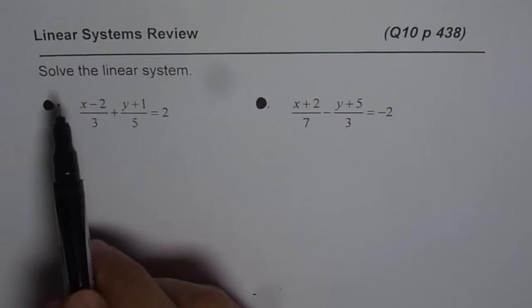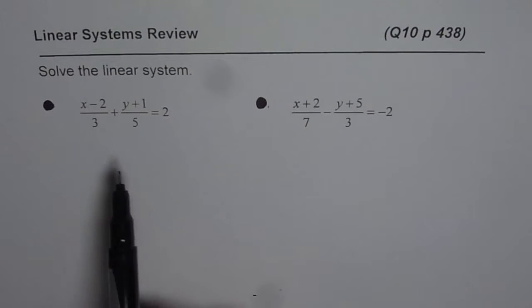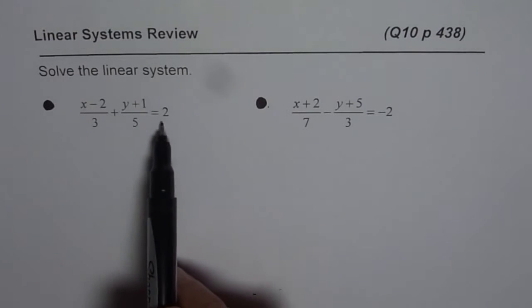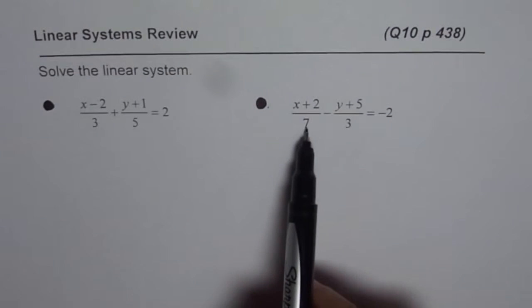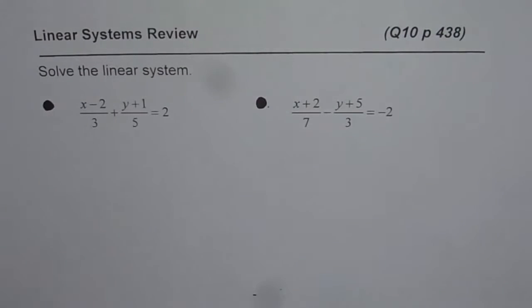Now the question here is: solve the linear system. We have two different equations. That is how it forms a system, right? (x minus 2) divided by 3 plus (y plus 1) divided by 5 equals 2, and (x plus 2) divided by 7 minus (y plus 5) divided by 3 equals minus 2.